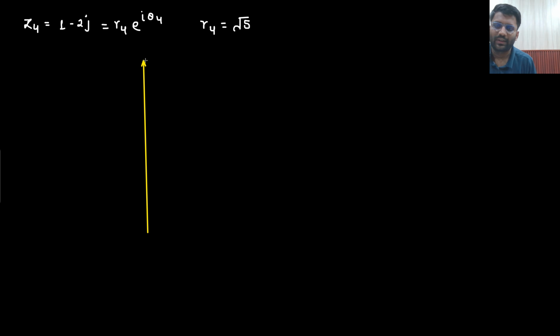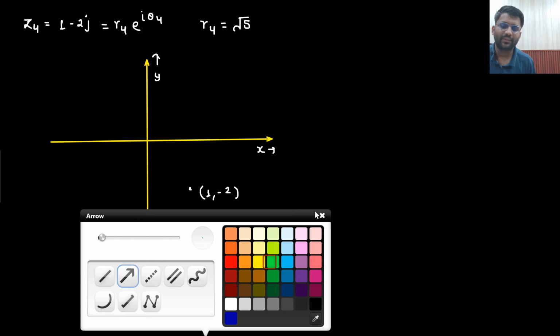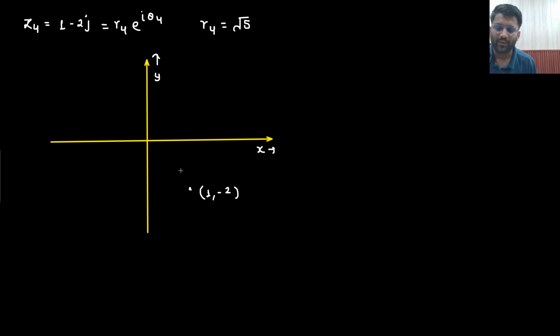So, sir, let's calculate the angle. I can see that it will go in the fourth quadrant. X value is plus 1, y value is minus 2. The angle you need to measure from the positive x-axis in the anti-clockwise direction. So this is the theta 4 angle that we need to find out.